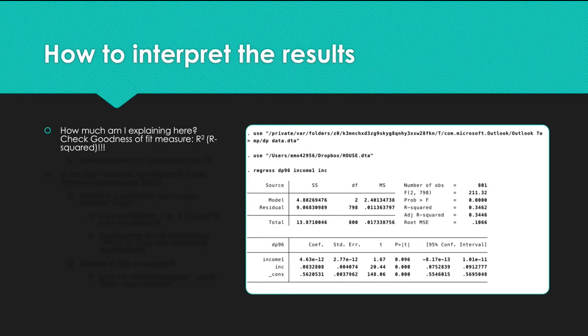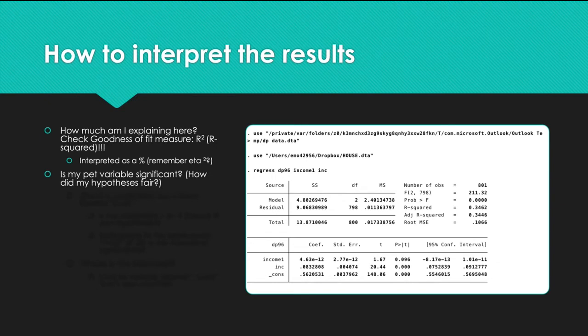Okay, so how do you interpret the results of this particular equation? First of all, with that first question, how much am I explaining here? You're going to first look at the goodness of fit measure. In this case, that goodness of fit measure is called an R squared, and you'll see it on the far right-hand side, right next to where it says number of observations. You're going to look all the way down that little column to find R squared. That R squared is always interpreted as a percentage. It's very, very similar to eta squared, which we talked about when we were talking about analysis of variance.